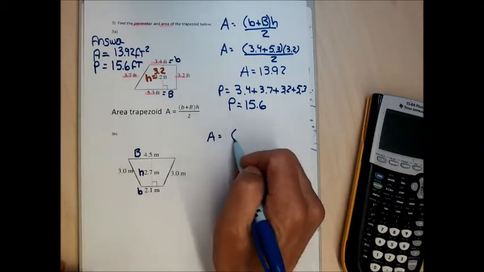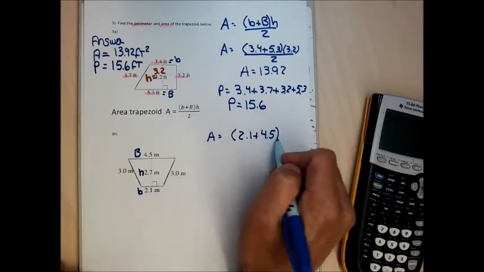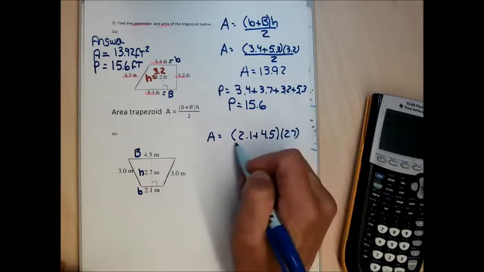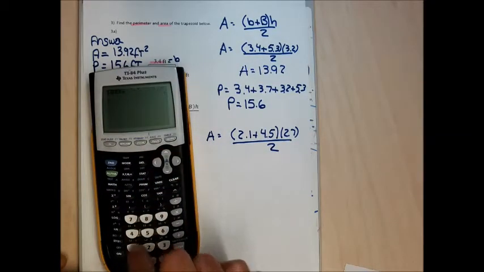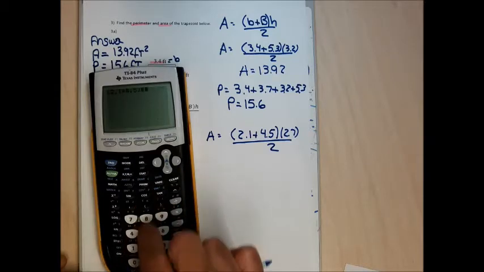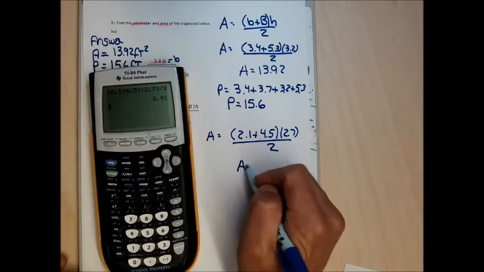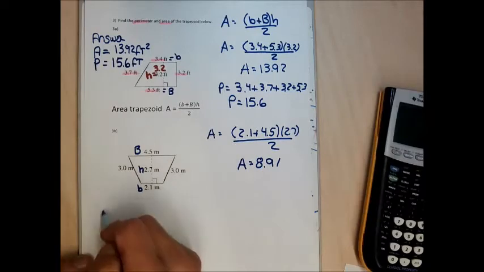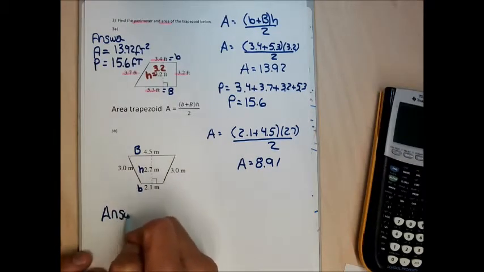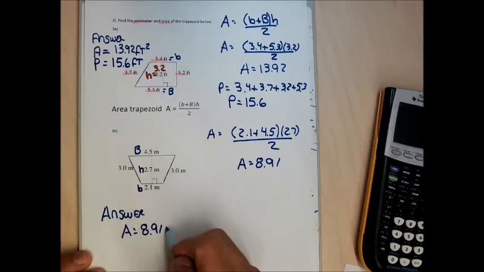So area equals little b 2.1 plus big B 4.5 times the height 2.7 over 2. All calculator. I wouldn't expect anybody to do this by hand unless you just liked doing stuff by hand. And I get 8.91. So part of my answer to 3b is the area, and I need to have units. The numerical part is 8.91. My units are going to be meters squared.